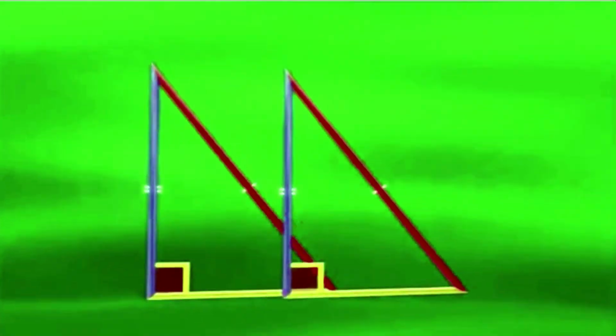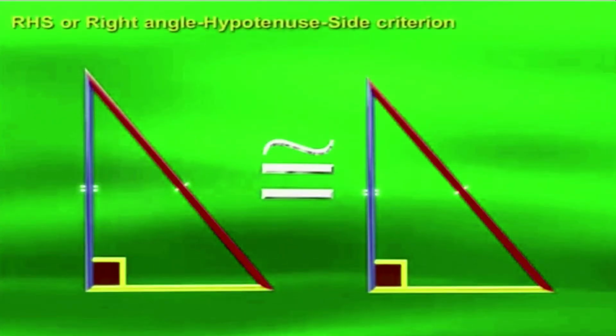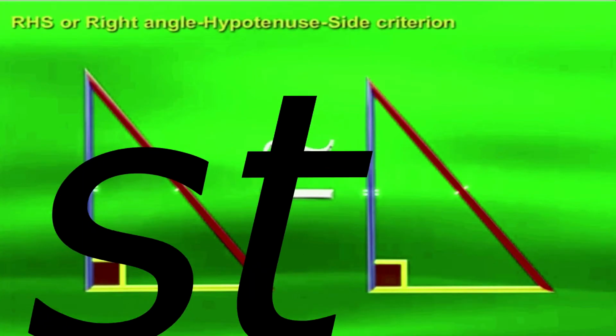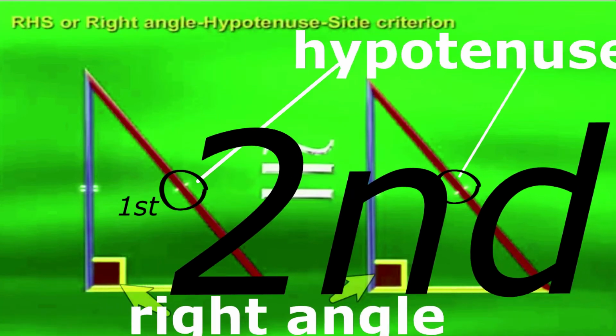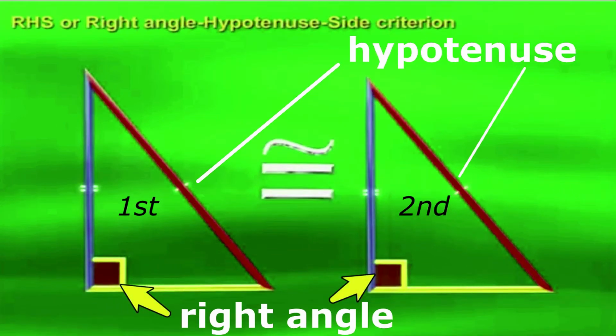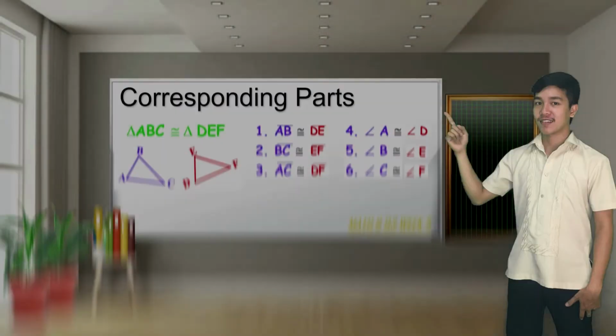And the last criteria for the two triangles to be congruent, we have RHS or right angle hypotenuse side. For this criteria, if 2 right triangles and the hypotenuse of the first triangle is congruent to the hypotenuse of the other triangle, then the 2 right triangles are congruent.